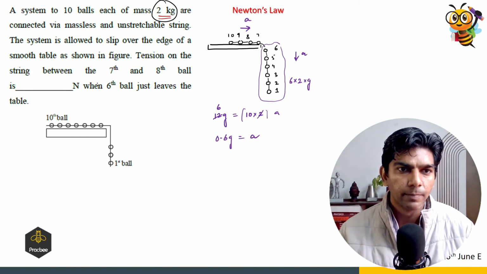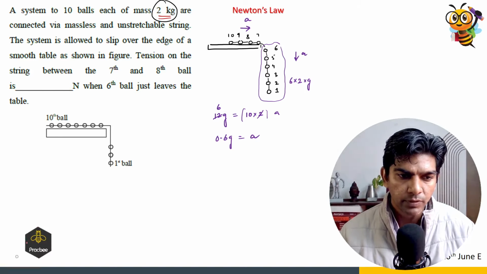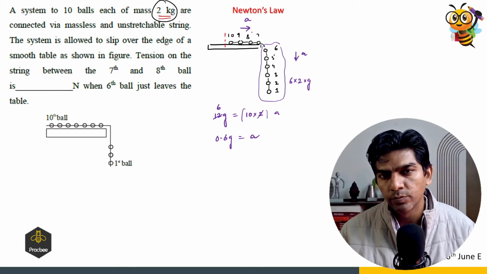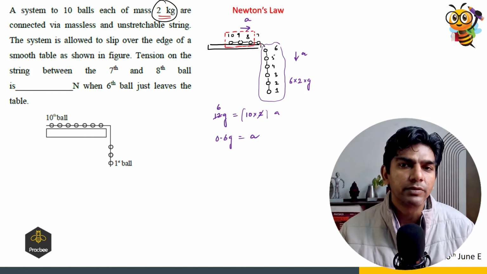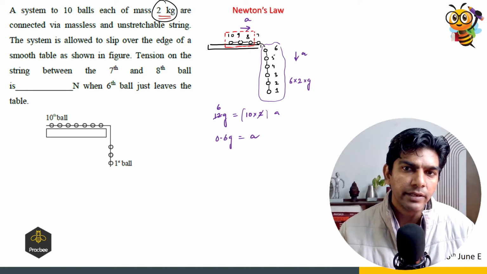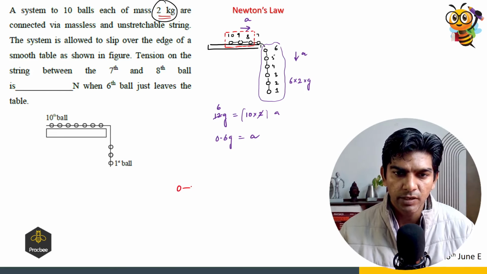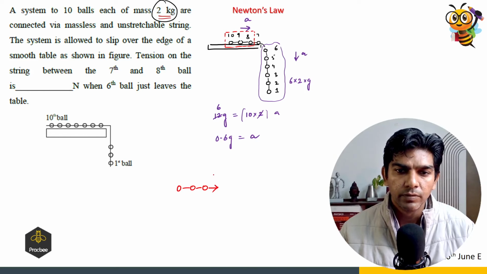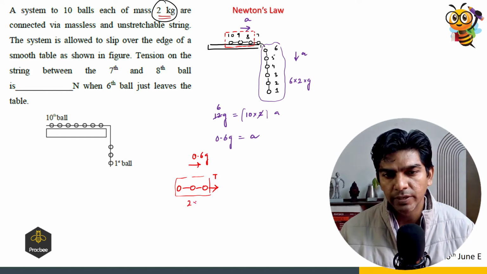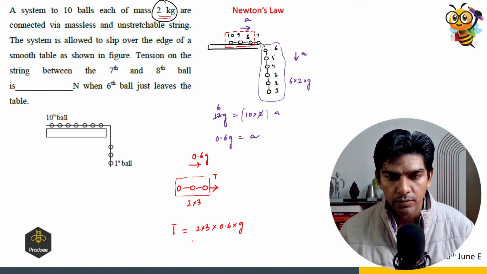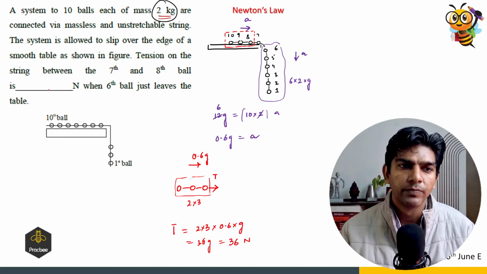Now we have to find the tension between 7th and 8th ball. So what I'm going to do, since these balls which are on the table are moving with the same acceleration, I'm going to consider a subsystem which has a boundary between 8th and 7th. By doing that, the tension between 9th and 10th and 8th and 9th will be internal to the system. So we're left with only the tension between 7th and 8th. So on this system, we can say 10th, 9th, 8th, we have a tension T, and this system is accelerating in the forward direction with 0.6 g, and the mass of the system will be 2 times 3. So we can apply Newton's second law. So T is equal to mass times acceleration, so 6 times 0.6 times g. So it will be 3.6 times g, or if we take g as 10, it will be 36 Newton. So 36 is the answer.